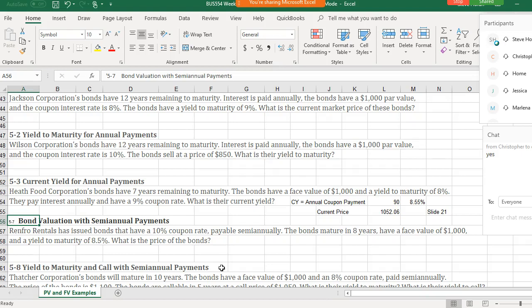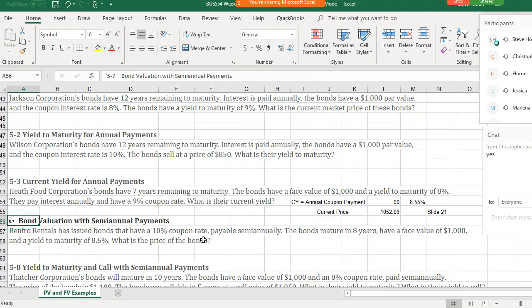It says that Renfro Rentals has issued bonds with a 10% coupon payable semi-annually. So that's the key, the problem told me semi-annually. These other problems mentioned annually. This one says semi-annually. The bonds mature in 8 years. They have a face value of 1,000, yield to maturity of 8.5. What is the price of the bonds? Let's go ahead and solve for that.